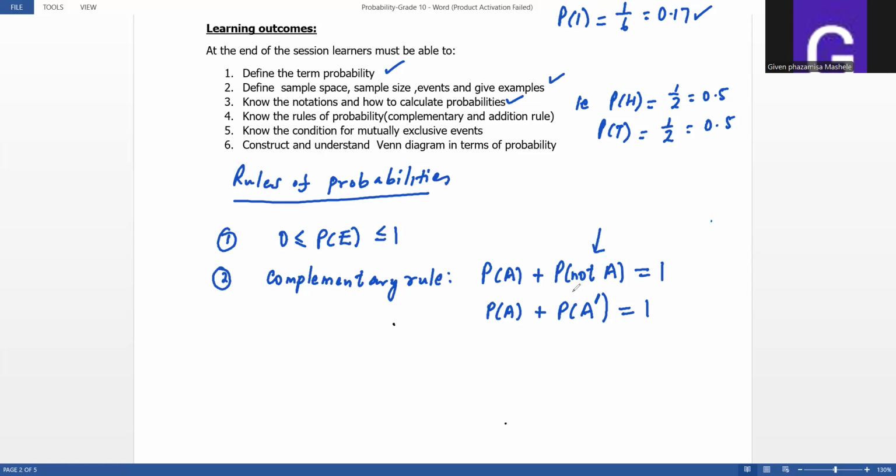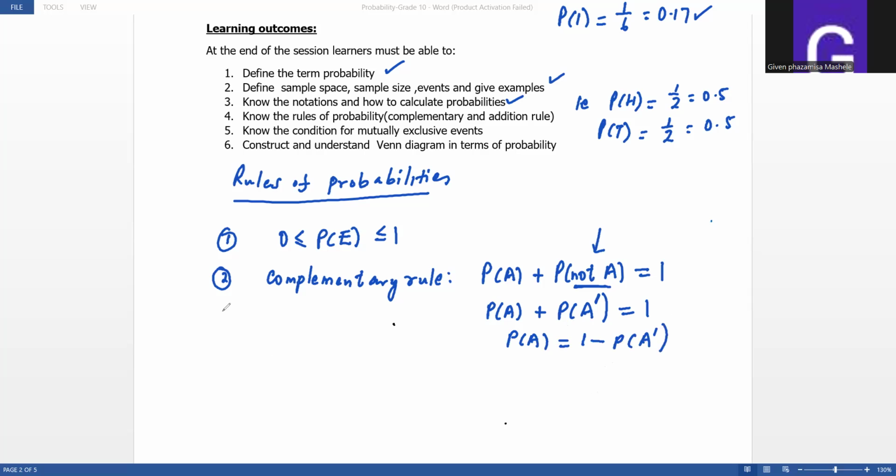Right, as I was saying, here we're dealing with the complementary rule, which says the probability of A plus the probability of not A should always equal 1. So this is all about the complementary rule. We either say not A or write A with a dash. This is the same as not A. Which means that if you want to calculate the probability of A alone, we can transpose the not A to the right-hand side. So this is the same as 1 minus the probability of not A.